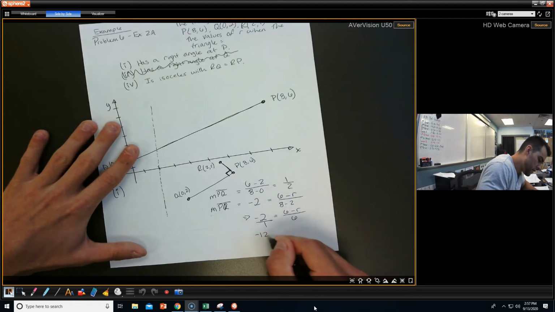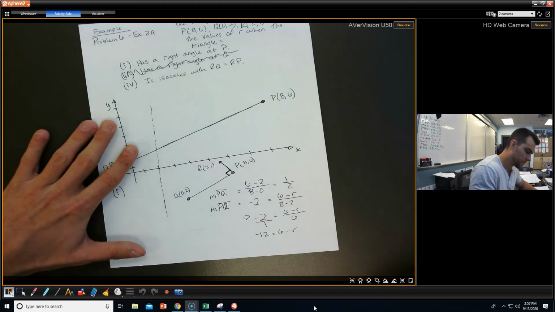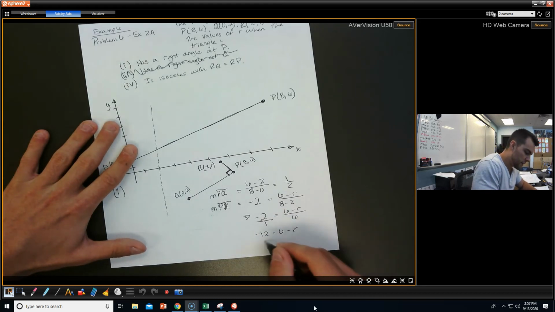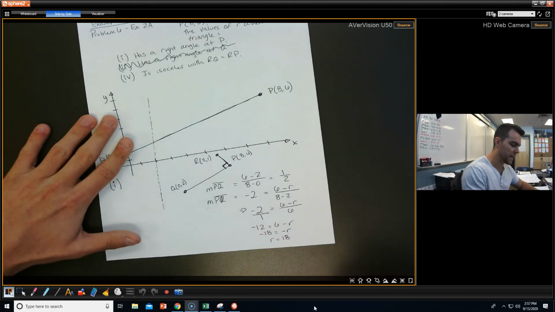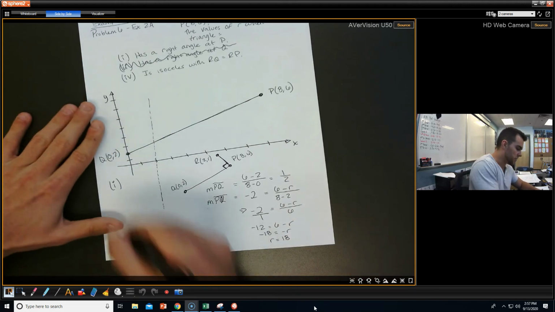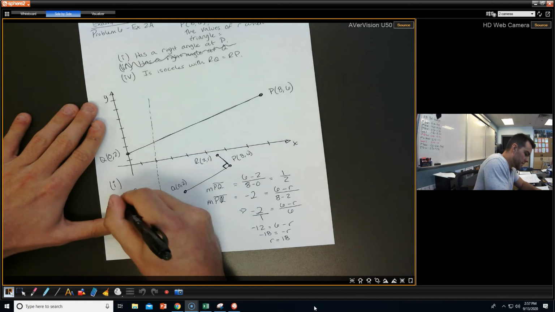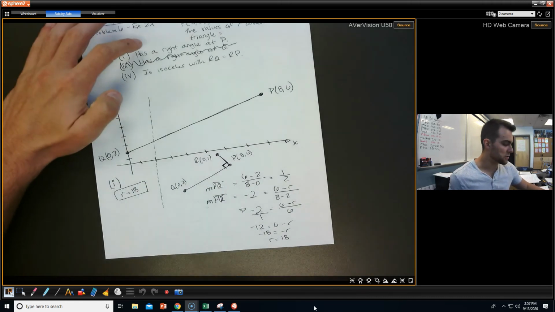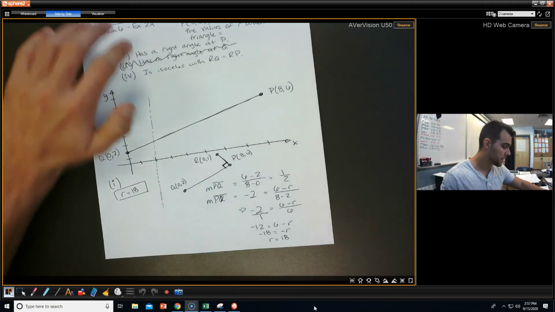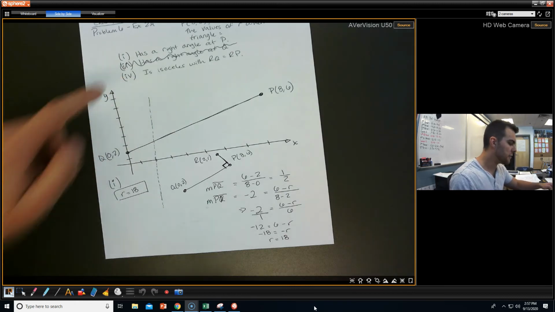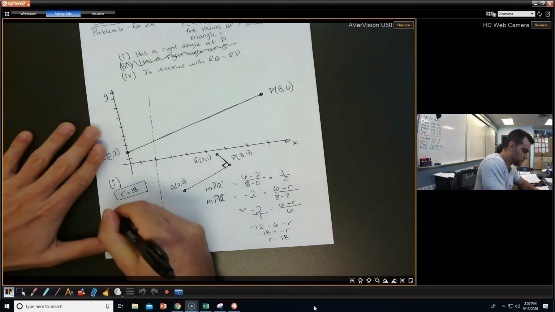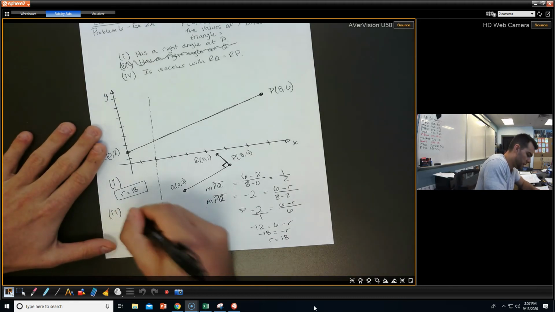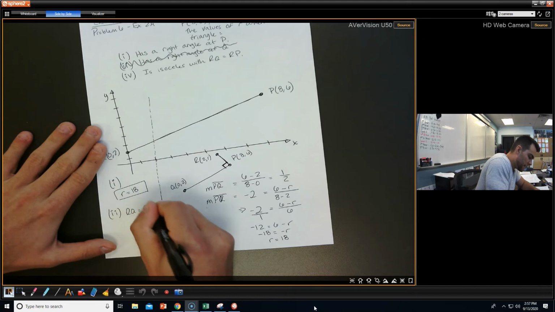So I get -12 equals 6 minus r. I move the 6 over, I get -18 equals -r, which means r equals +18, because the negatives cancel, right? So r equals 18 when there's a right angle at P, okay? And so now let's look at this guy. Now it's isosceles with RQ equaling RP, okay? RQ equaling RP. And that's really the dead giveaway.